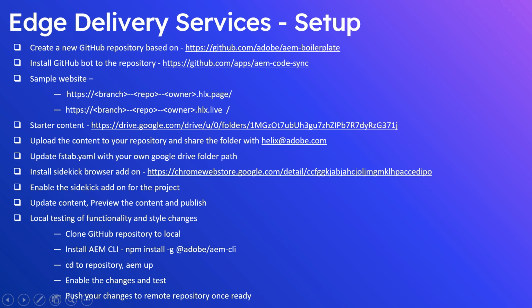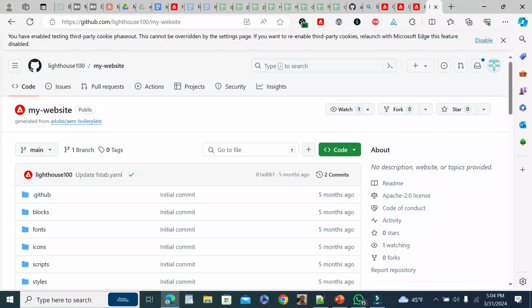For local testing, you can clone the GitHub repository to local as we discussed. Install the AEM CLI: npm install -g @adobe/aem-cli. Then cd to the repository. Just type aem up. This starts the AEM simulator locally. Now you can make the changes and test. Once ready, send your changes to the remote repository. This is the sample EDS website repository, Lighthouse 100, my website.